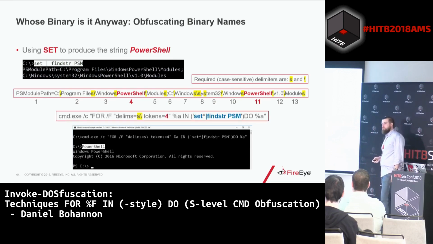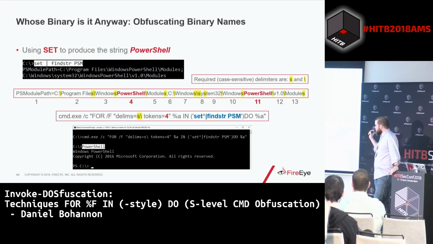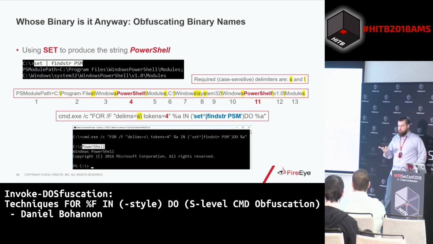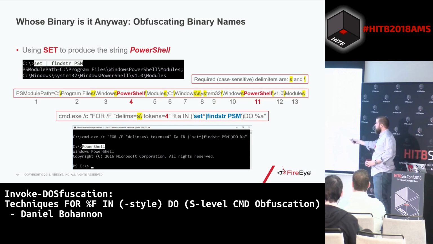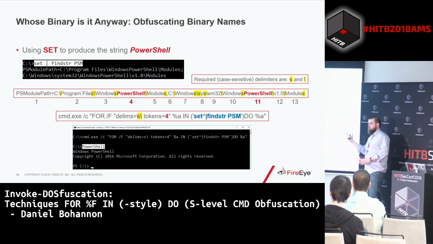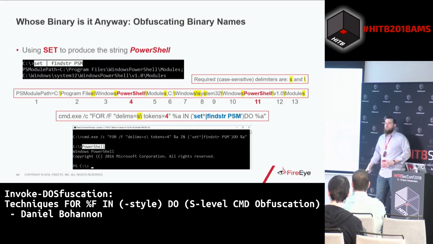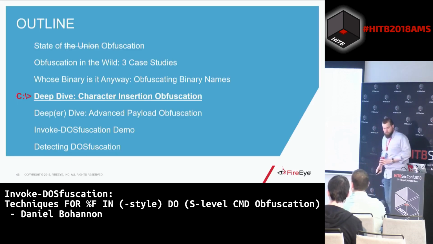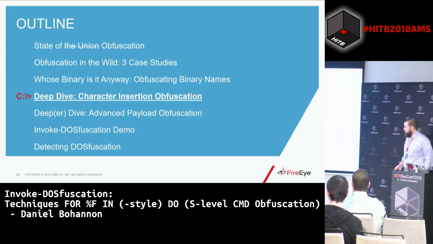Well, we use the for loop, because the internal for loop in cmd supports delimiters. So what we basically do is at the end, we run our command, set findstr PSM. We define these delimiters. In this case, we ask for the 4th token. So when we run that, it produces and lifts that string PowerShell out. And in this case, we're actually just saying run whatever comes out, which is PowerShell. So it runs PowerShell interactively, so this is not going to show up on the command line, and then actually enters into PowerShell. So that's obfuscating binary names, and that'll come into play in a little bit.